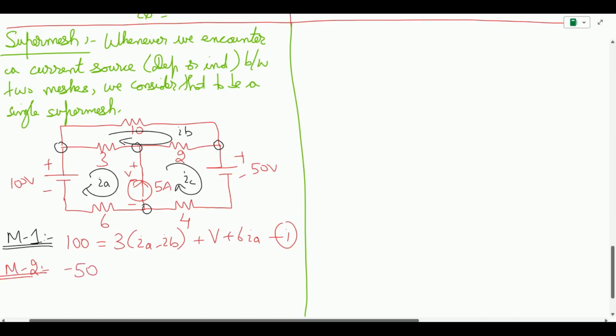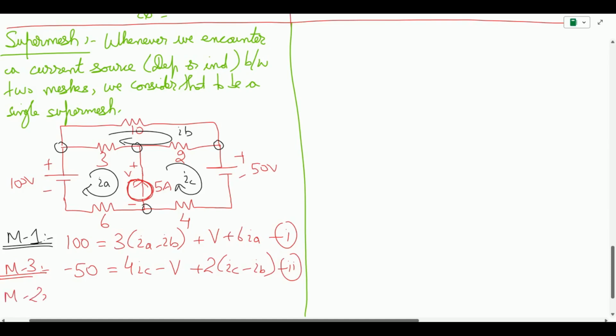This is for mesh C, so let's put it as mesh 3. I'm writing first the equations for IA and IC because I see a common current source over here. So let us see what the equation generates for us. Minus 50 equals 4IC minus V, because I don't know the voltage appearing across the current source; only the current is known, not the complete 5 amperes value. So I'm going to write plus V plus 2IC minus IB. This is equation number 2.